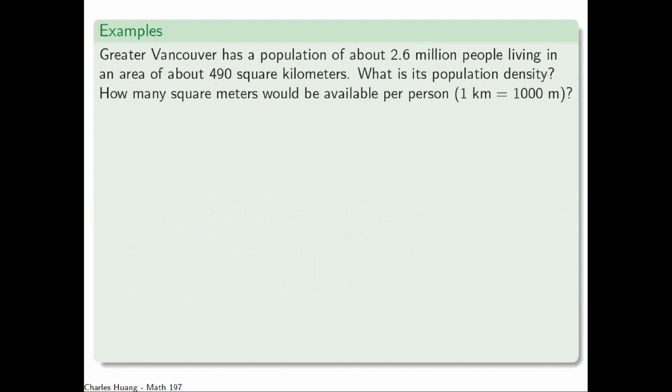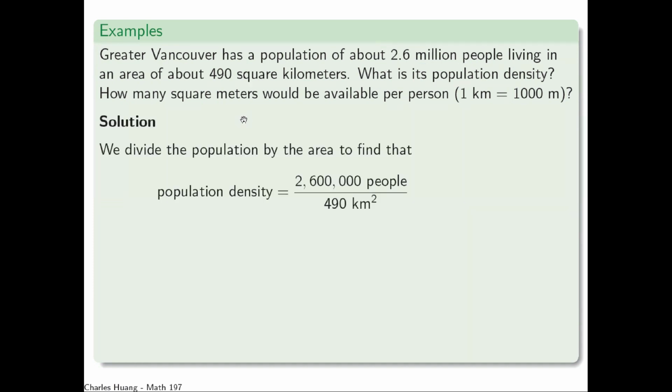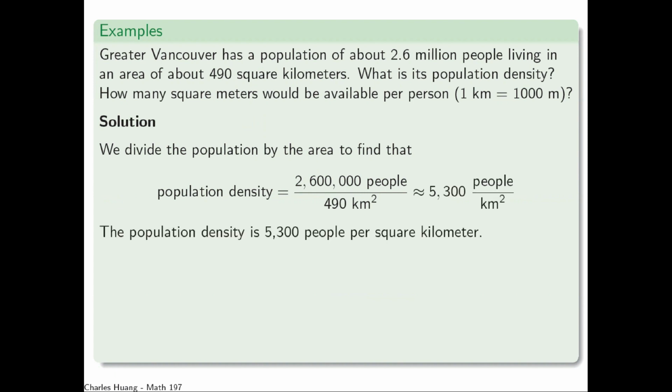Let's look at an example. Once again, when we look at the example, think about the units that we are trying to find. In this case, we are trying to find population density. And when we try to find density, it's always dividing by the space. And this is our space over here. So we want to divide it by that. So we want to take the people and we want to divide it by this space. So we take the people that we have living in Greater Vancouver, and we divide it by the 490 square kilometers that we have. It turns out it's 5,300 people per square kilometer.